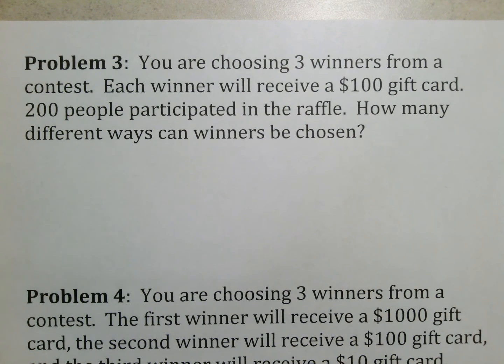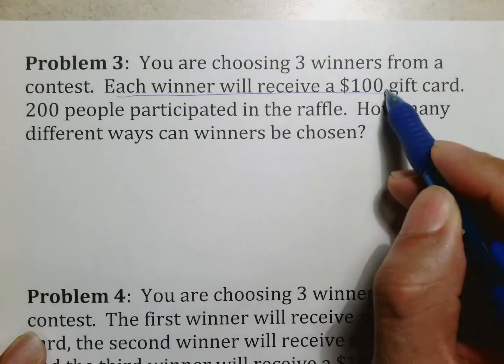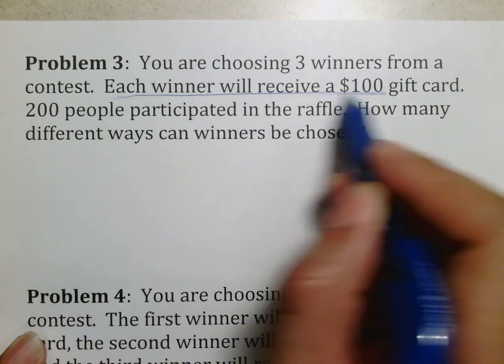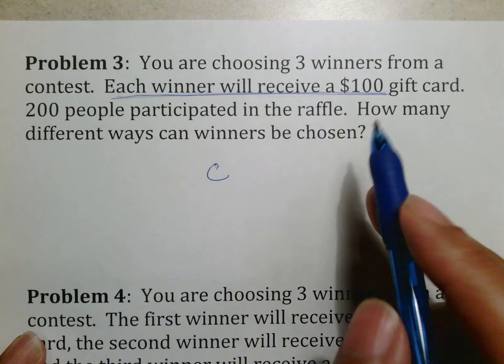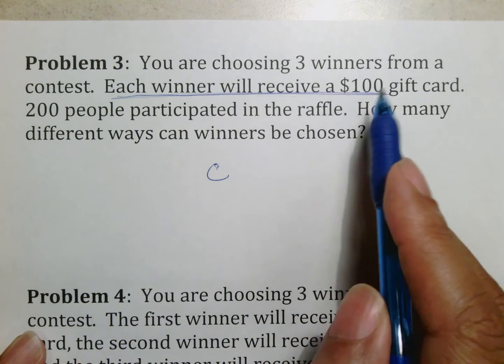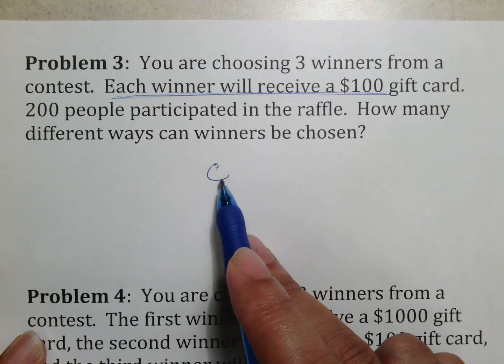Problem 3 says you're choosing 3 winners from a contest. Each winner will receive a $100 gift card. 200 people participate in a raffle. How many different ways can winners be chosen? So looking at nPr versus nCr, the question is, is getting chosen first the same as getting chosen second or getting chosen third? If everybody's getting $100, that means it doesn't matter when you're picked, which means that order does not matter. And since order does not matter, then we will use C. Again, you're all getting $100, so it doesn't matter what order you get picked, so that's why we choose C as a combination.